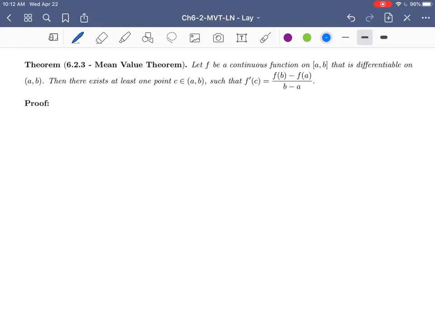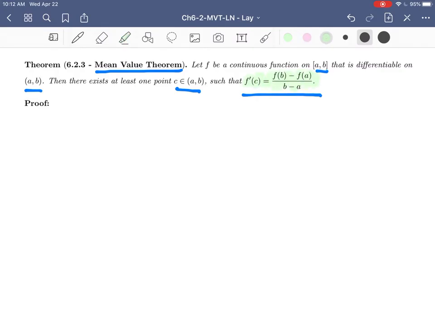In this video, we're going to take a look at the mean value theorem. And so our mean value theorem says if we have this continuous function on a closed interval from a to b, and it's differentiable on its interior, so the open interval a to b, then there exists at least one point c in that open interval such that the derivative at c is equal to f of b minus f of a over b minus a.